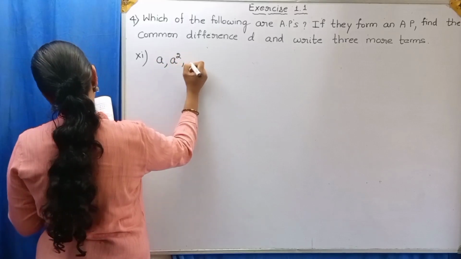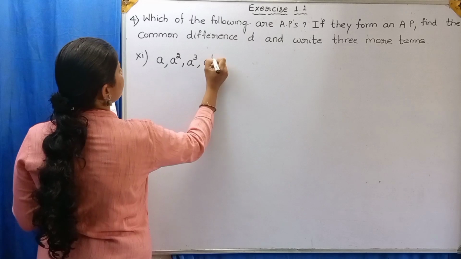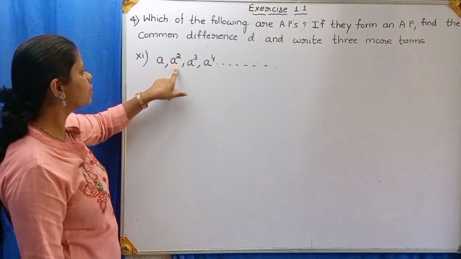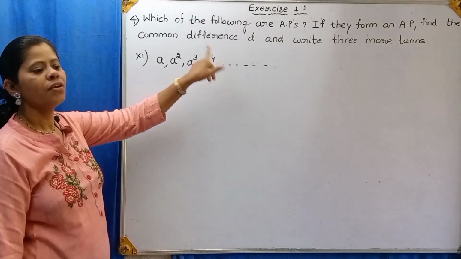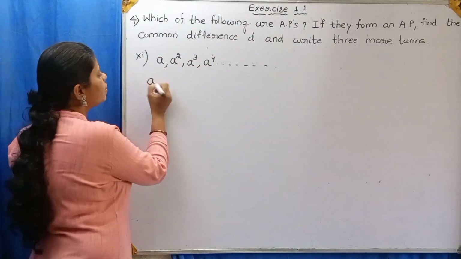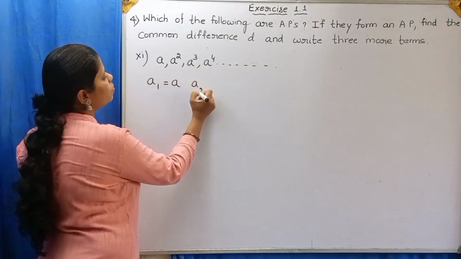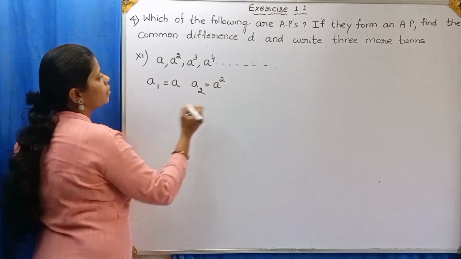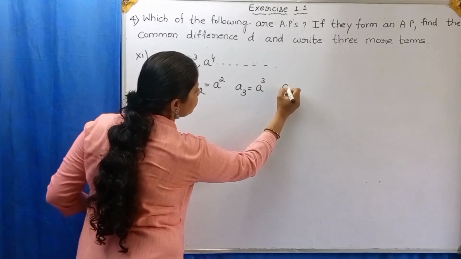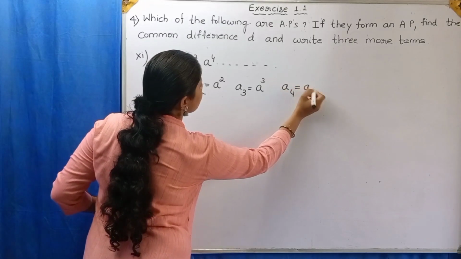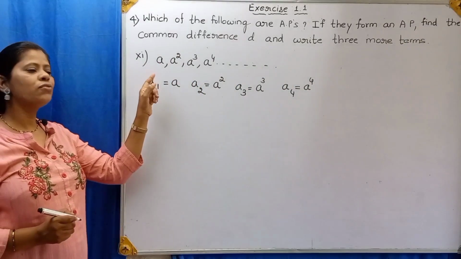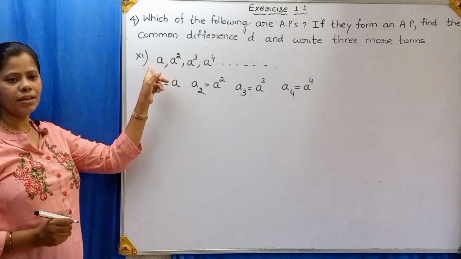A square, a cube. See, first term is a, then a square, a3 and a4. We have to say whether it is an AP or not. See, a1 is a, a2 is a square, a3 is a cube. See properly, a4 is a to the power of 4. Now, first we have to find out the difference between these two, right?